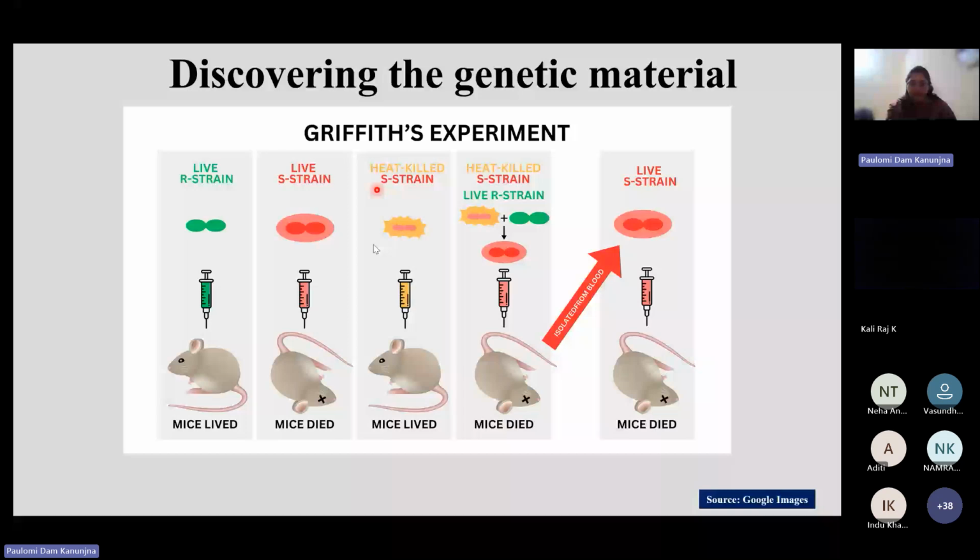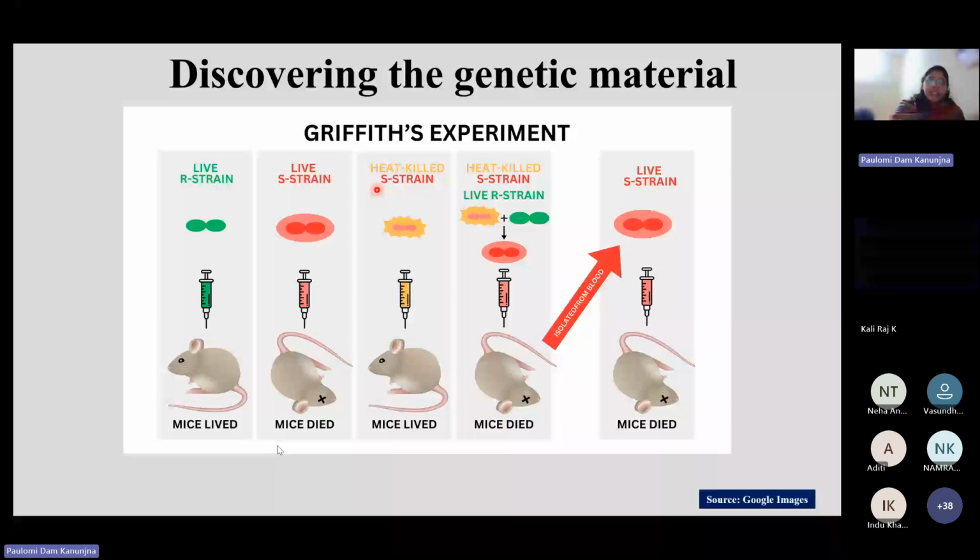When you have a live R strain, which is a rough strain, the mouse lived. Basically, in this R form, it is non-virulent. The capsule is basically what is infecting. Because of the absence of capsule, the R strain couldn't kill the mice, so the mice lived.